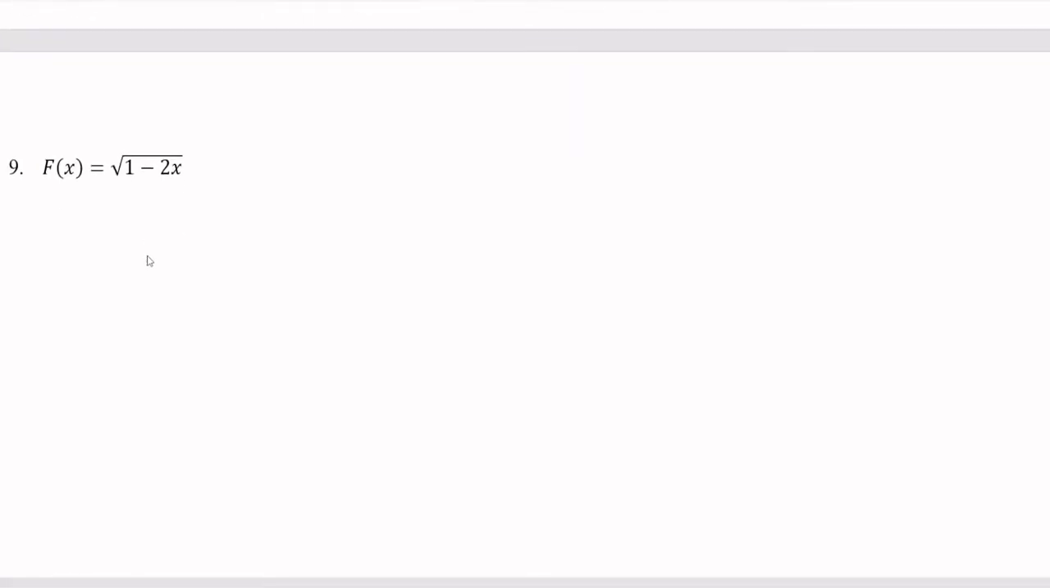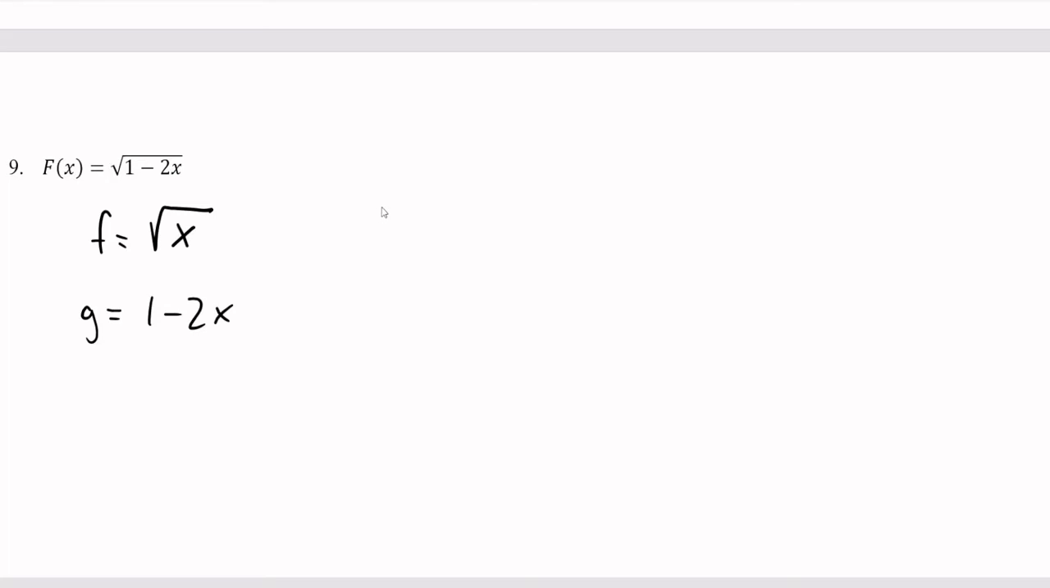All right, inside, outside. What do you see here, and then what are you doing to it? So f, g, I see 1 minus 2x inside, and it looks like I'm doing the square root to it.